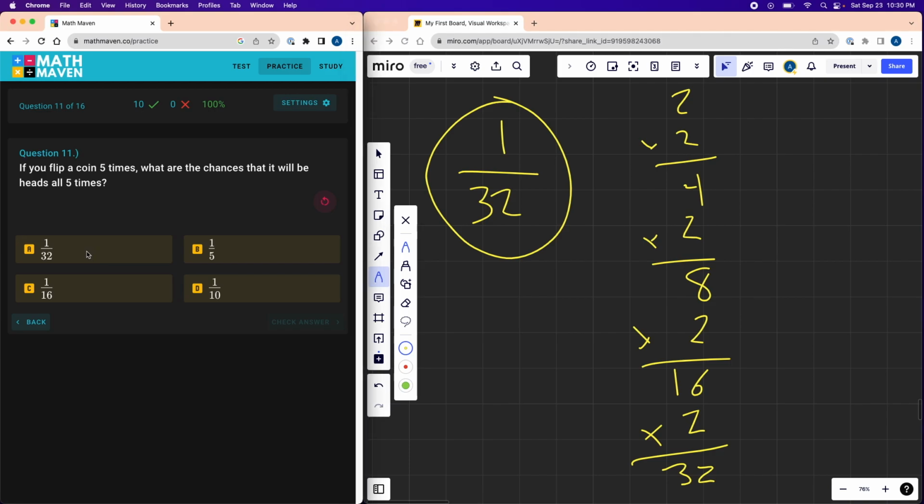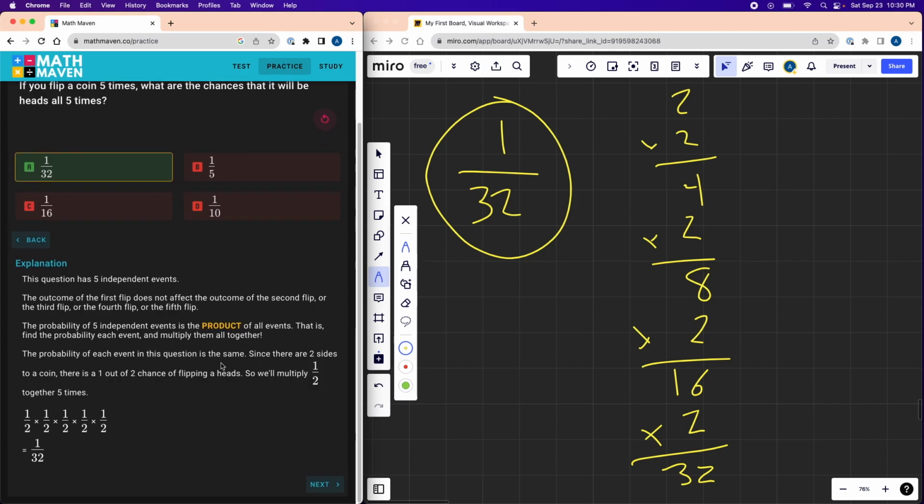And we see that as option A, so we will go ahead and select that one, check that answer, and it turns out to be correct. All right, so let's move on to the next question here.